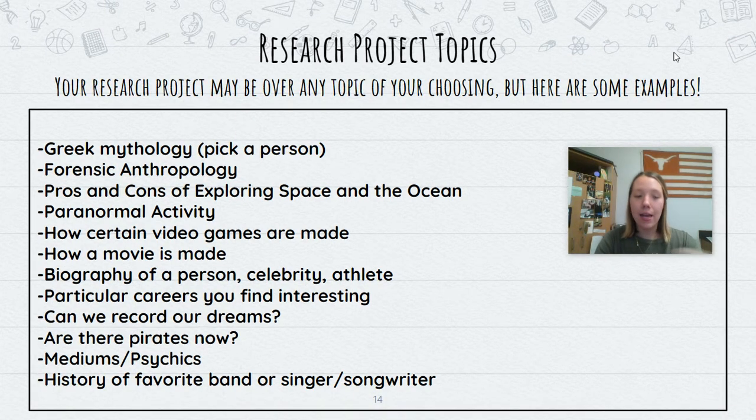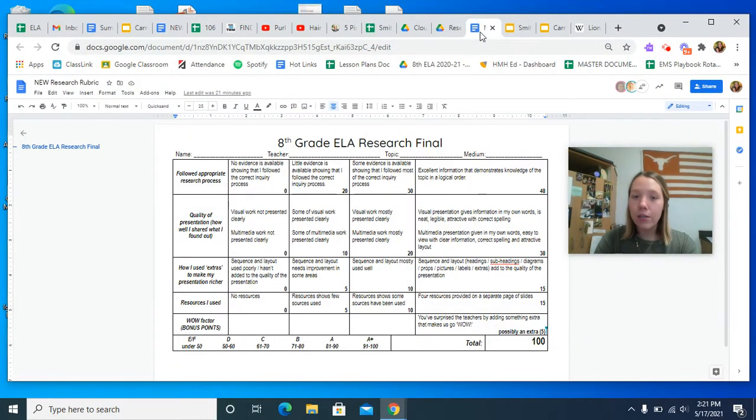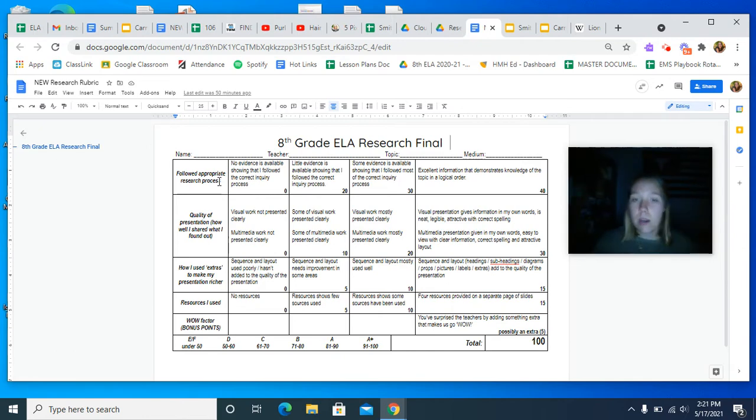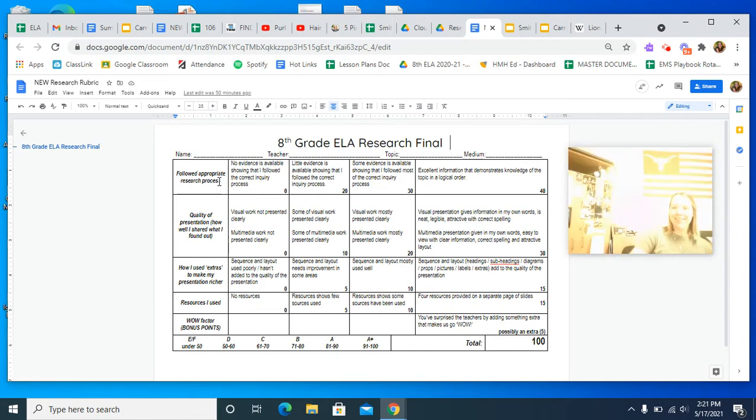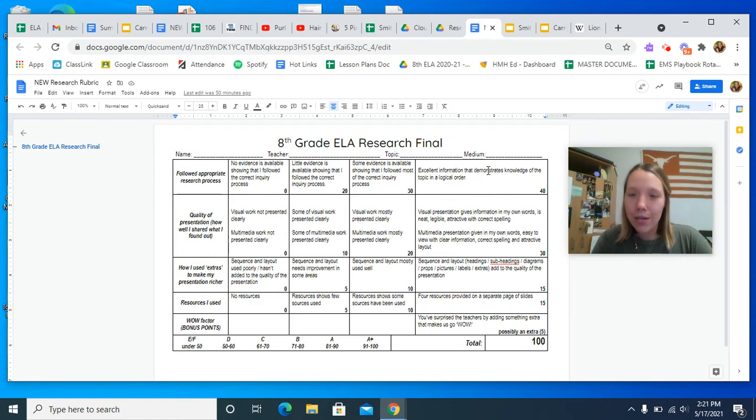Okay, the last thing that we need to go over is the rubric, right? So how would you get full credit on this assignment? The first category is that you followed appropriate research process. Okay, that would mean that you found excellent information that demonstrates knowledge of the topic in a logical order, right? So you followed that research process that we talked about, where you're reading credible sources, you're getting a bunch of different perspectives, and then presenting that research in a proper way. You're paraphrasing it and you're providing your sources, okay?